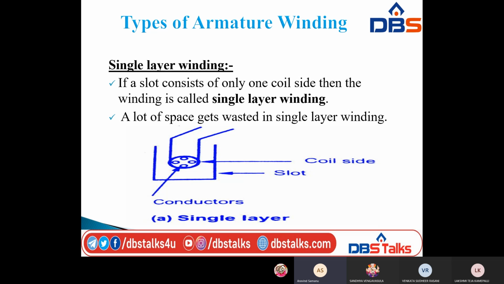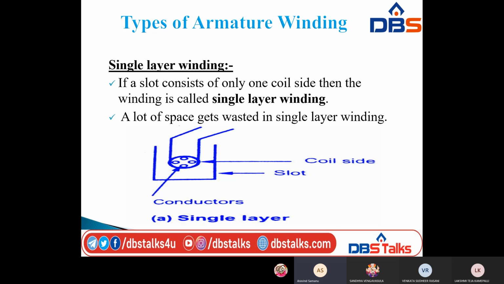What is meant by coil side? I already discussed it. The part of the coil in each slot is called the coil side of the coil. So if a slot consists of only one coil side, then the winding is called single layer winding. In this one, a lot of space gets wasted. This is the disadvantage of the single layer winding. Next I am going to double layer winding.